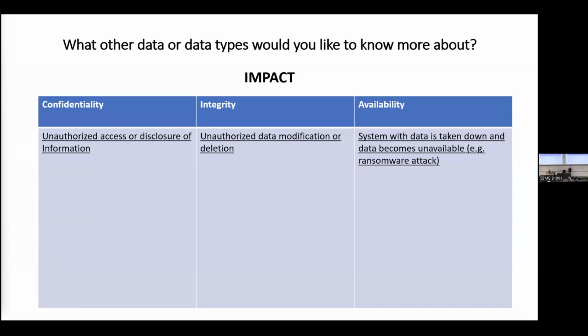So this is kind of an opening it up. We talked about a couple of different examples here. Does anybody have another one they'd like us to think through? Another kind of data to look at the CIA impacts associated with it? You don't have to. Anything on chat?